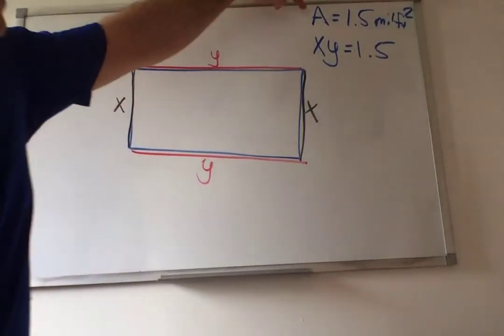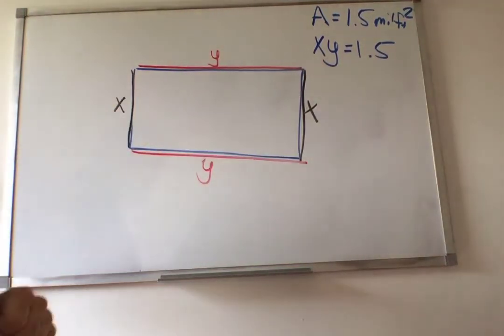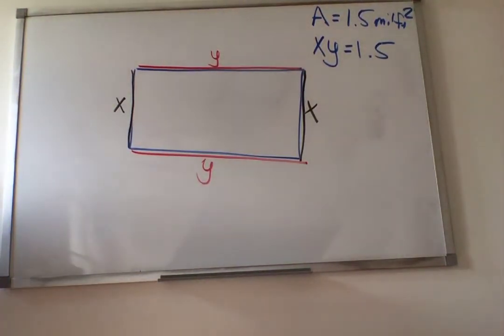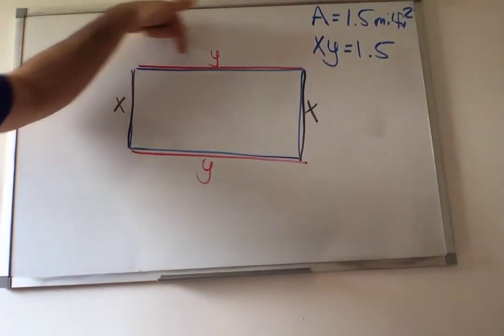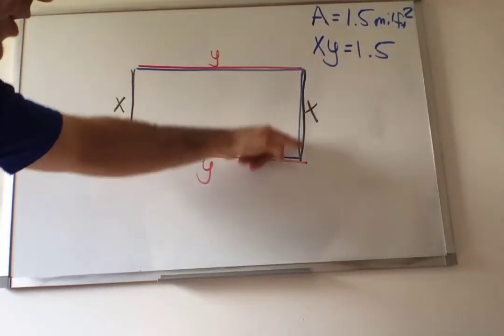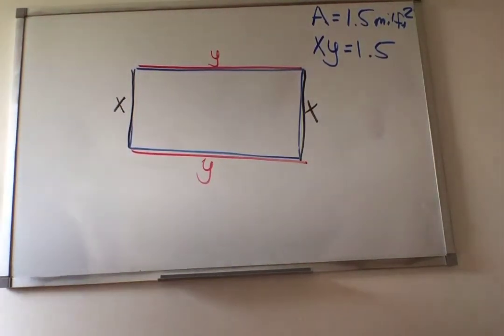So they told us the area, and now we've got a formula for the area based on the picture that we drew, okay? I'm introducing notation. I'm calling the width y. I'm calling the length x. Now let's keep reading the problem.